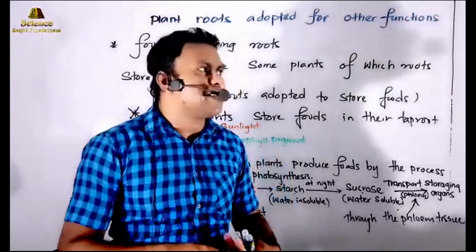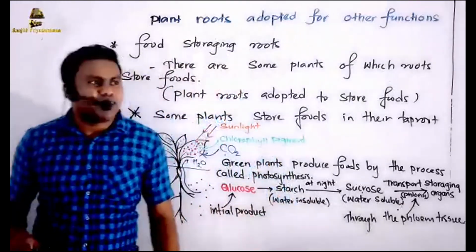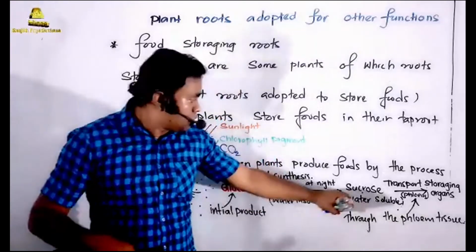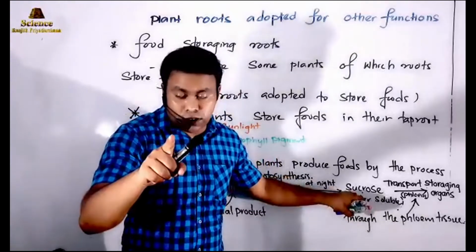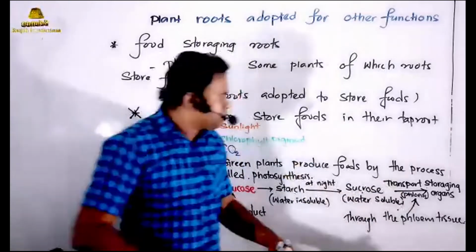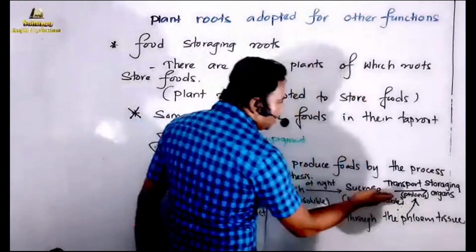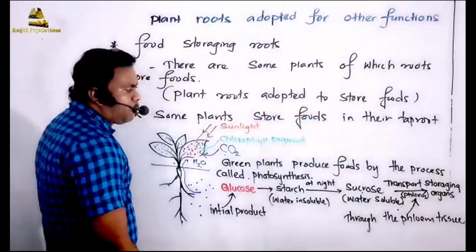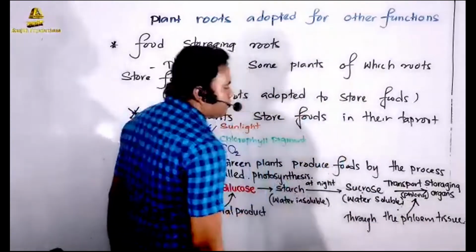What type of sugar is that? Sucrose. Yes, that's sucrose. You told me that sucrose, no? Okay, next. Transport. What does it transport through? Through phloem. Through the phloem tissue.